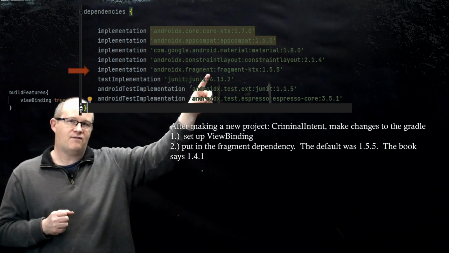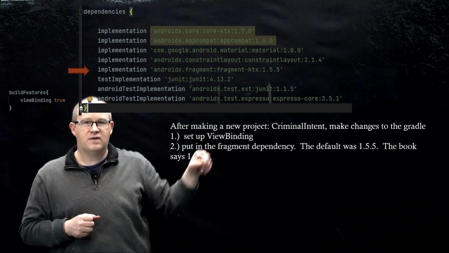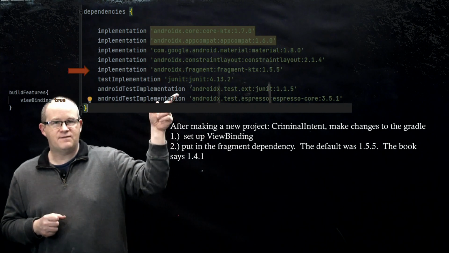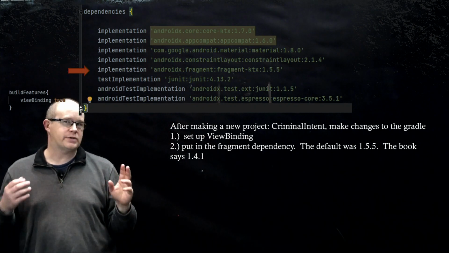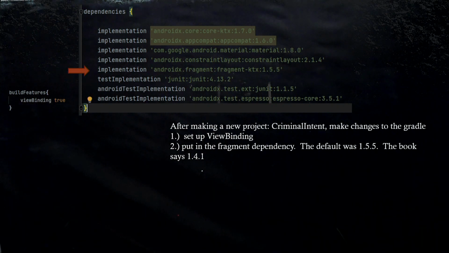So androidx.fragment:fragment-ktx, 1.5.5. The book says 1.4.1, but I only had the default option of 1.5.5. We will see later on if that causes any problems.